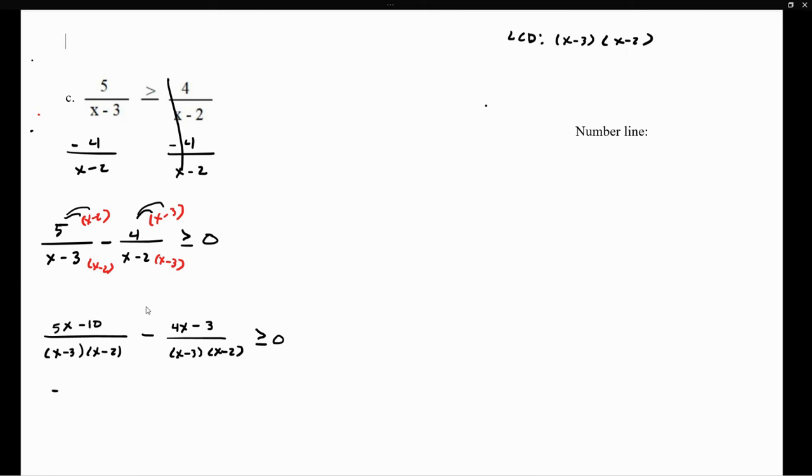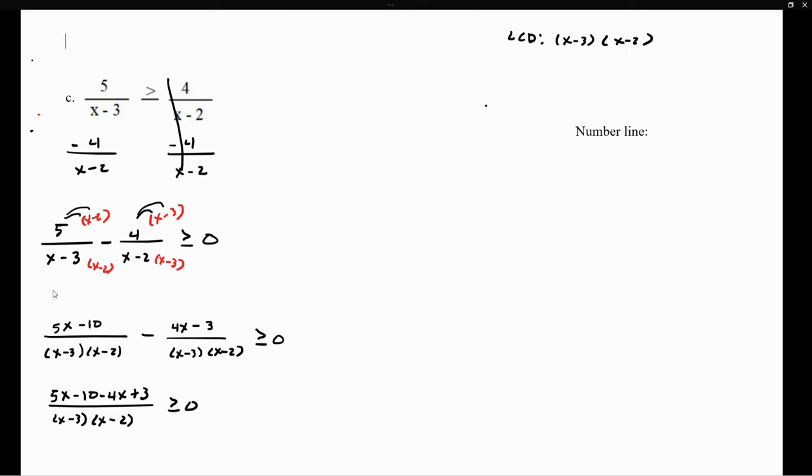So now this is going to become 5x minus 10. Be careful with this negative, because this negative is affecting the whole fraction. Therefore, it is going to change the sign for those two terms. So now that is minus 4x plus 3. And my denominator is still the LCD, x minus 3 times x minus 2, greater or equal to 0.